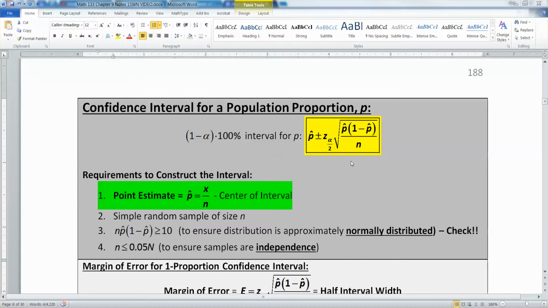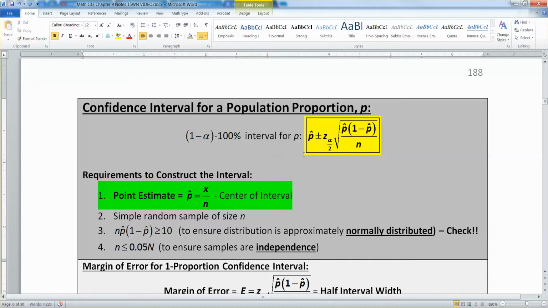So earlier in section 9.1, we saw this formula for the confidence interval for a population proportion, namely p hat plus or minus z alpha over 2 times the big square root of p hat times 1 minus p hat over n, which you should recognize from chapter 8 as the standard error of the sample proportion.